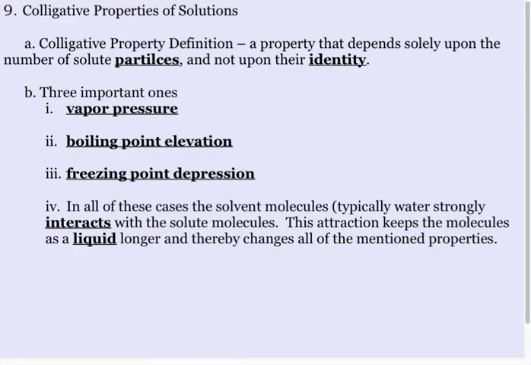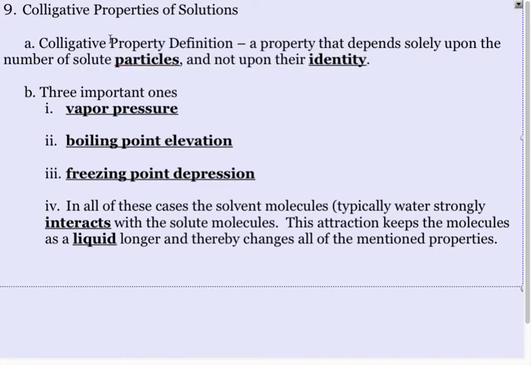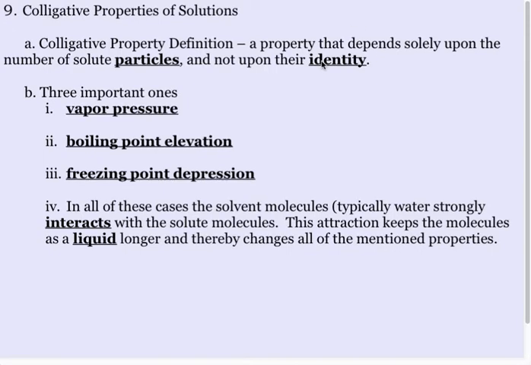Last thing with solutions, and these you just have to be aware that they exist, is colligative properties. So a colligative property is a property that depends solely upon the number of solute particles, I apologize, let me fix that. There we go. And not upon their identity. So a lot of things with chemistry depend on the chemical, but colligative properties actually don't.